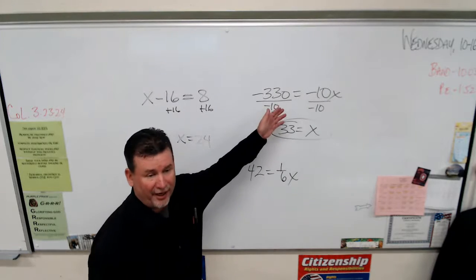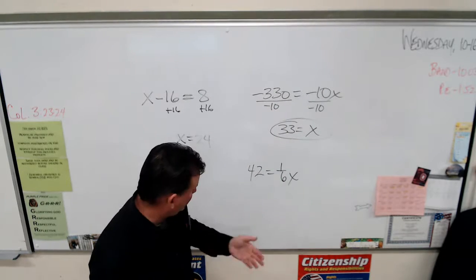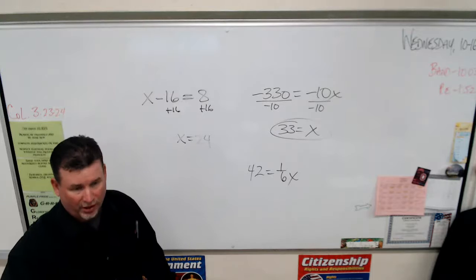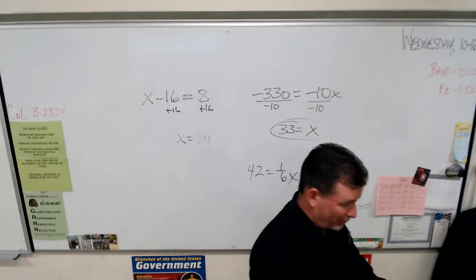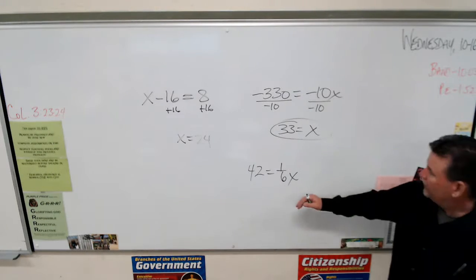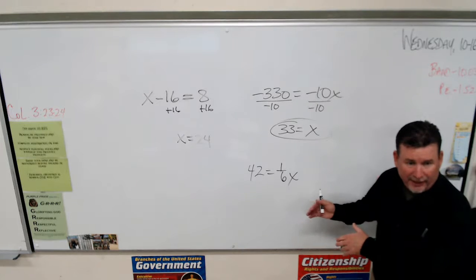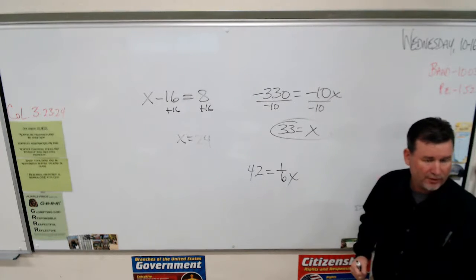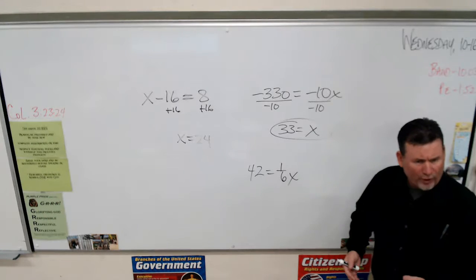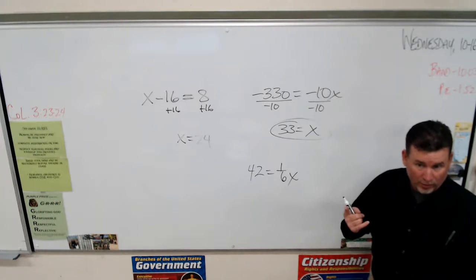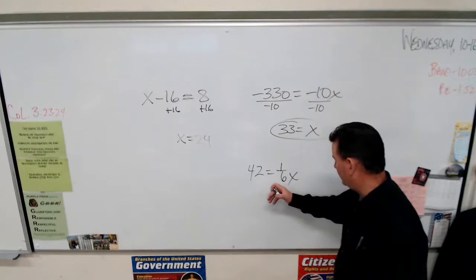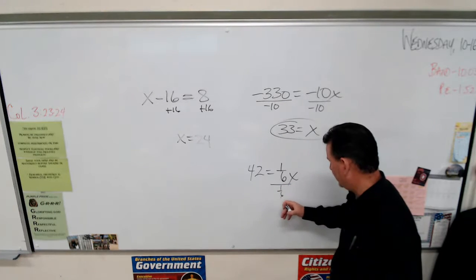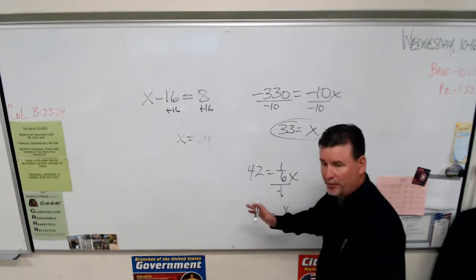Just like you didn't let negatives trip you up, you're not going to let fractions trip you up, because fractions are numbers too, right? So they multiplied X by 1/6. What are you going to do? Okay. 1/6 divided by 1/6 is 1. So if I divide this by 1/6, I just have X. Now this is going to be the tricky part.